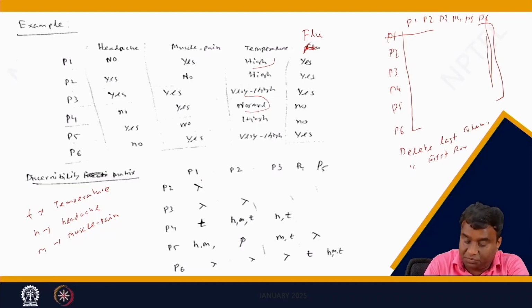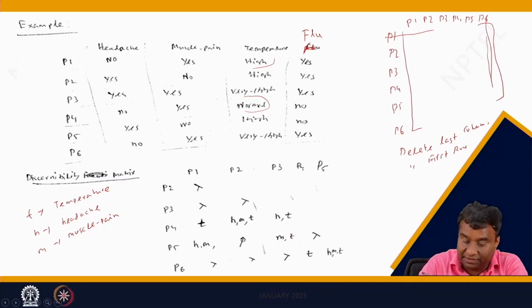Now P5 with P1, the decision is not same, so we need to write the attributes whose values are different. Temperature is same, so headache and muscle pain are different. Now the interesting case, P5 and P2. The decision is not same, so we need to write something. But see here all attributes are same. Headache is same, muscle pain is same, and also temperature is same. So it is the null set.